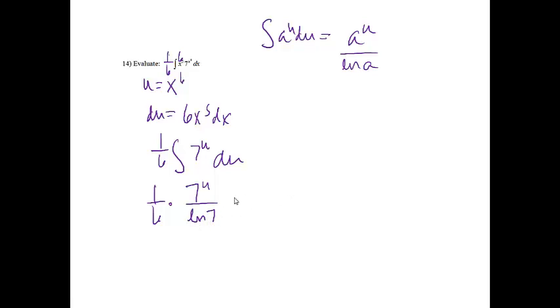So replacing, and I'm just going to simplify this a little bit. On the top I'll have 7 to the u, so I'll have 7 to the x to the 6th over 6 natural log 7, and then plus c.